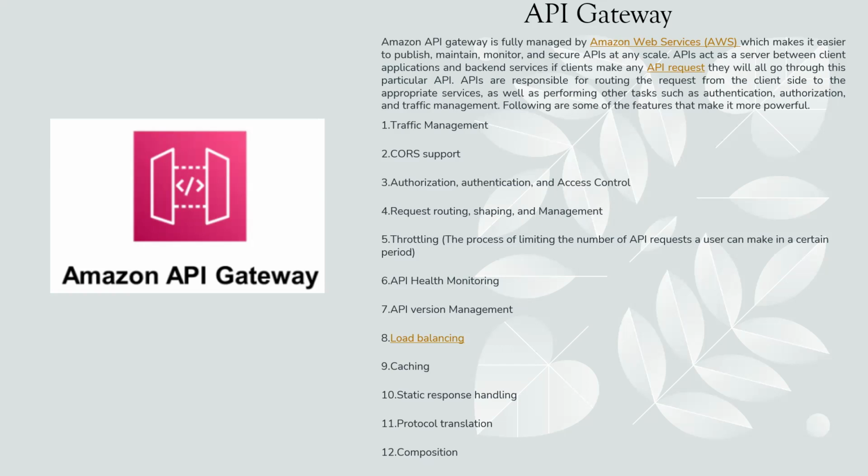So let us understand this. What is the role and responsibility of API gateways? By definition, the API gateway makes it easier to publish, maintain, monitor, and secure APIs at any scale. APIs act as a server between client application and the backend services. If clients make any API request, they will all go through this particular API. API gateways are responsible for routing the request from the client side to the appropriate services, as well as performing other tasks such as authentication, authorization, and traffic management.